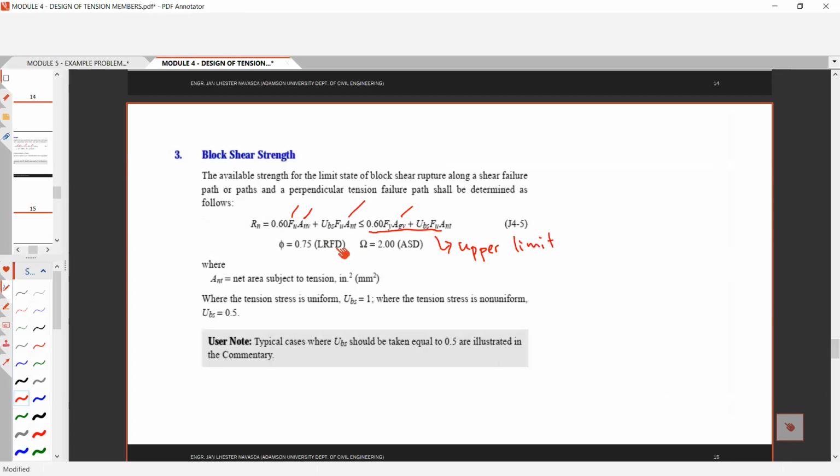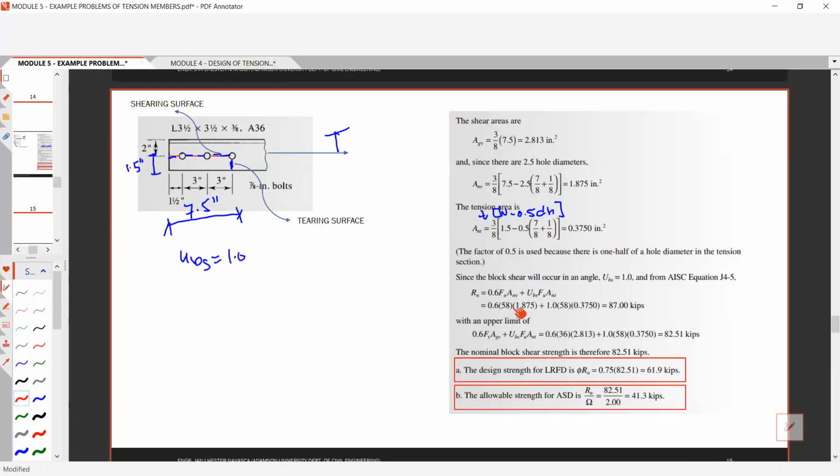So solving first for this value, you have 0.6 times FU of A36, that is 58, times the ANV, which we have solved, 1.875, plus the UBS value, that is 1.0, times FU, that is 58, times your ANT, which is the net tension area, that is 0.375. You have your value of 87 kips.